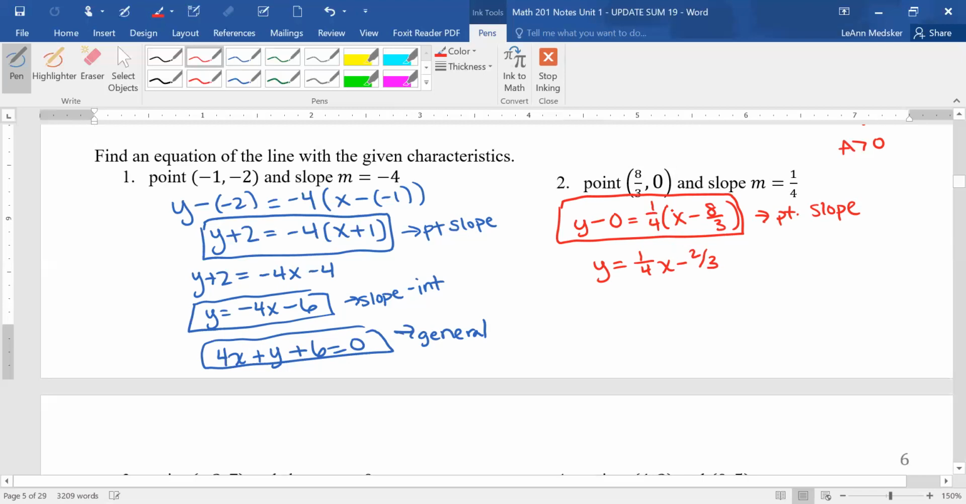You could also reduce the 4 and the 8 when you do that. But sometimes students mess up when they try to reduce all at one step. And so this would be slope-intercept. So there we go on that.